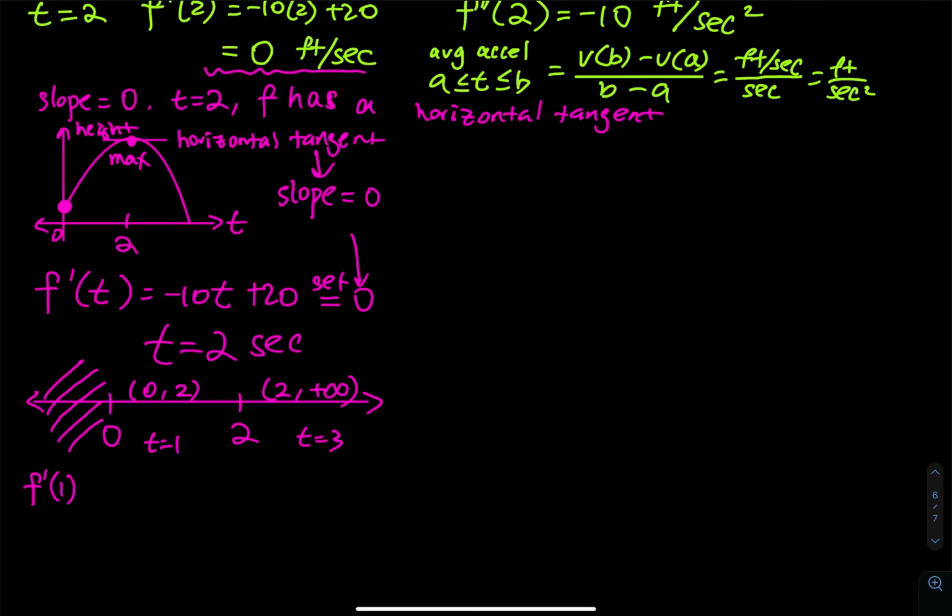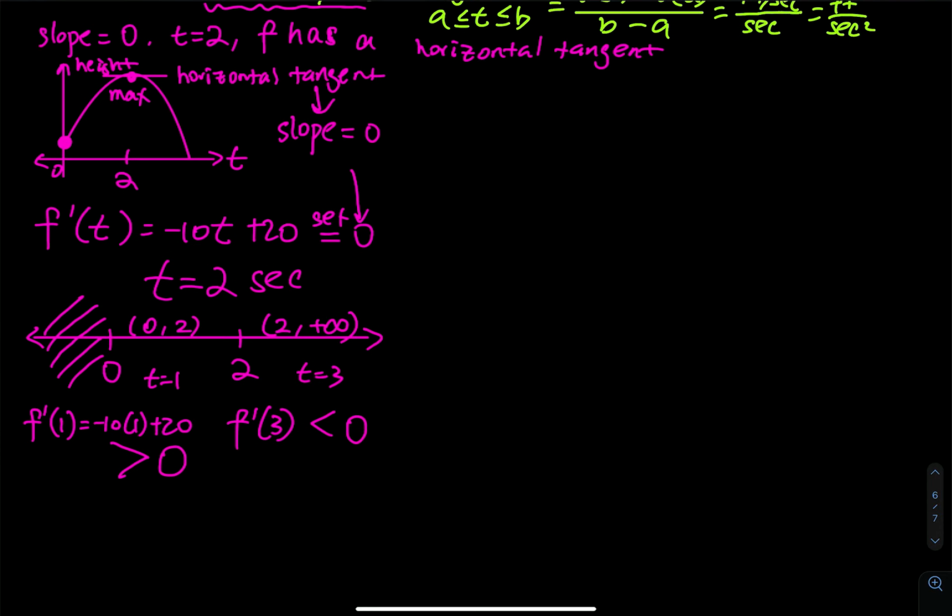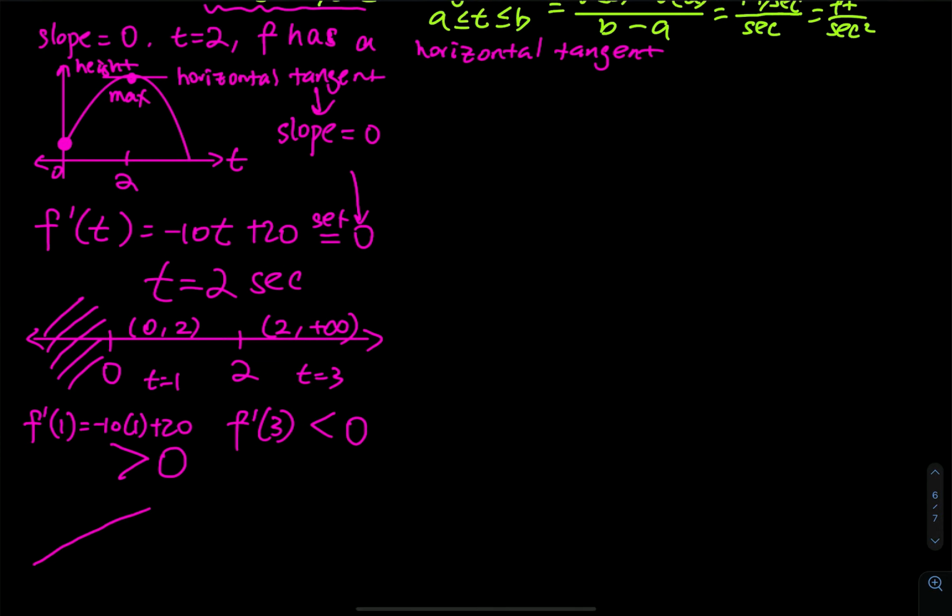So f prime of 1, when t equals 1, we have negative 10 times 1 plus 20. I don't care what that is. All I need to know is that it is greater than 0. So when you plug in f prime of 3, you will get less than 0. Greater than 0 for the derivative means increasing. Less than 0 means decreasing.